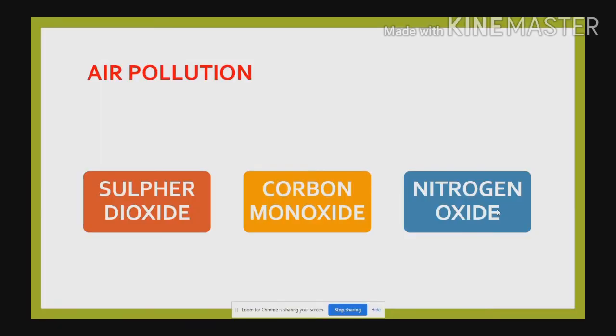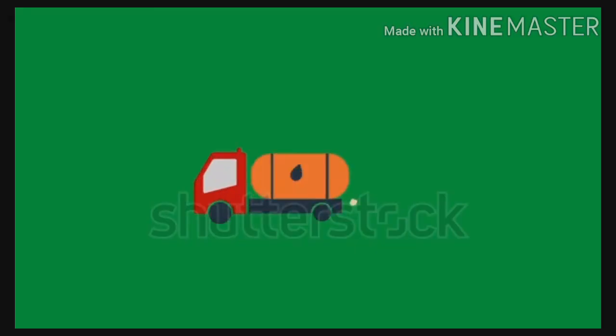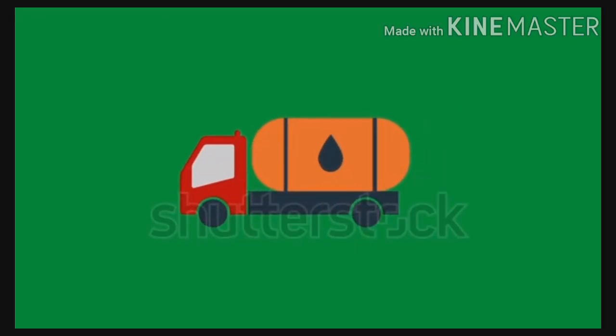Finally, air pollution. Pollutant gases like sulfur dioxide and carbon monoxide cause air pollution. Of course, the smoke from the vehicles and factories pollutes the air.